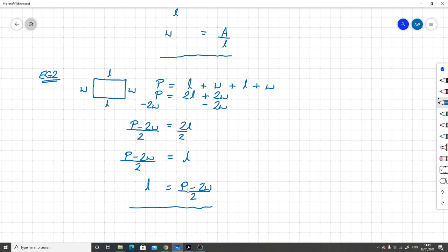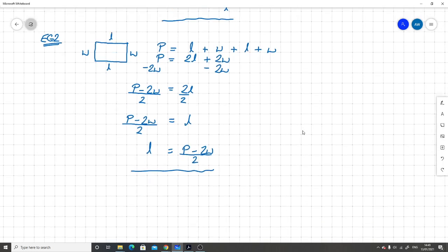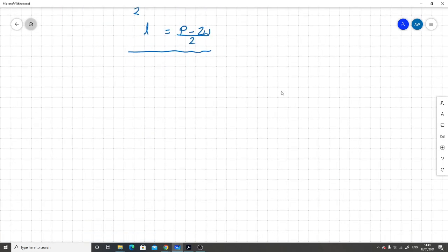And if I knew the perimeter of a rectangle and I knew the width, I could substitute the two values in there and work out the length. Okay? One more example.